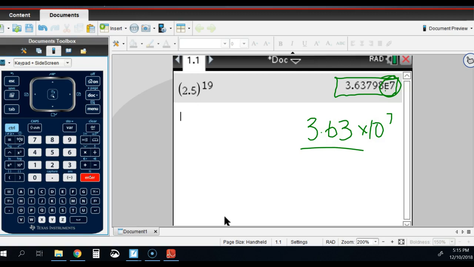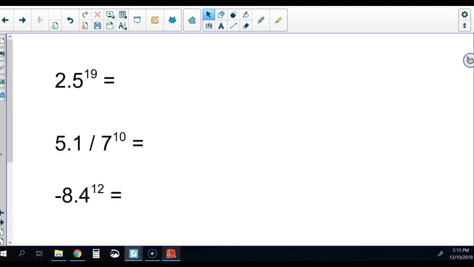So, this happens a lot with really big numbers. You get this E7 or E15. It can also happen with really small numbers where you get E-7. That would mean you take the decimal point to the left 7 places and fill in zeros in all these gaps. So, here we're just looking at 3.63 E7. So that would be 3.63 times 10 to the 7th.